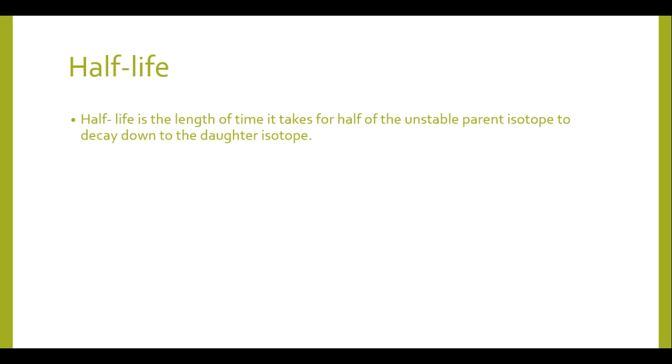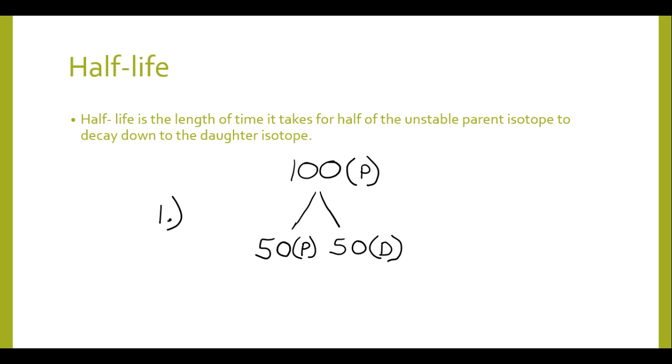Let's say we start with 100 atoms of a parent isotope. So we have up here 100 and P representing the parent isotope. After one half-life, half of this sample will break down to a more stable daughter isotope. The other half will remain the unstable parent isotope. So after one half-life, we have 50 of the parent atoms and 50 of the daughter atoms.